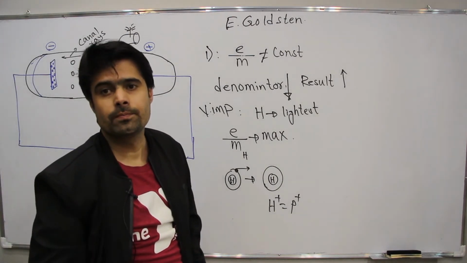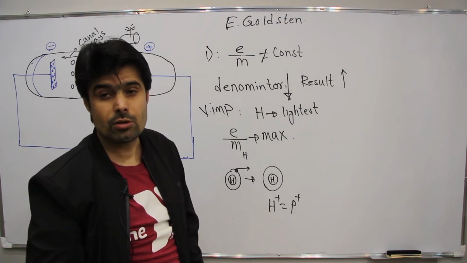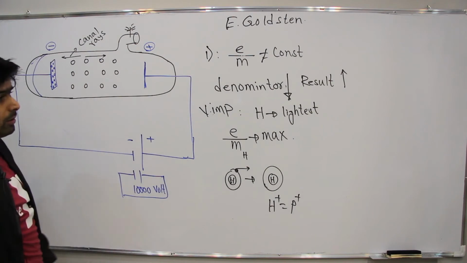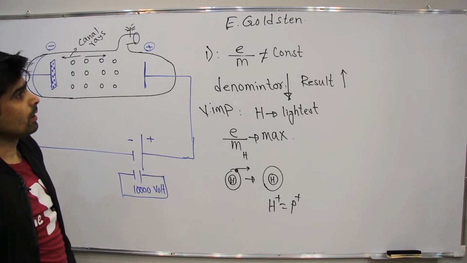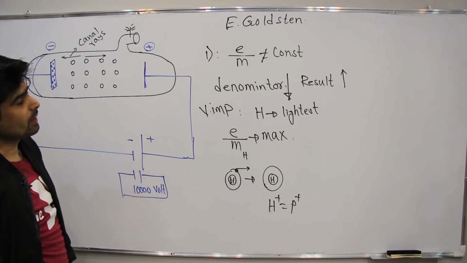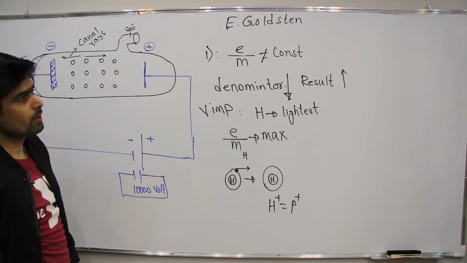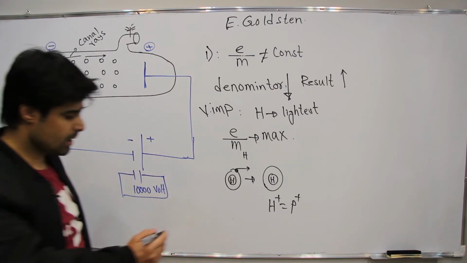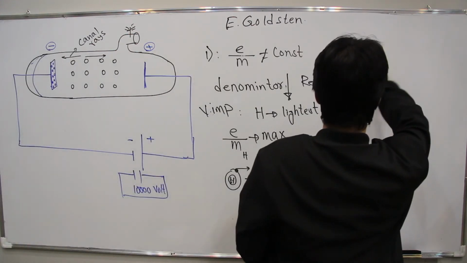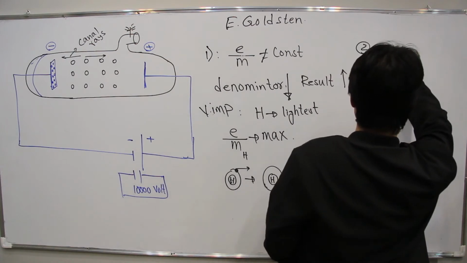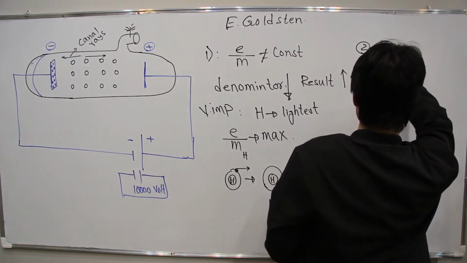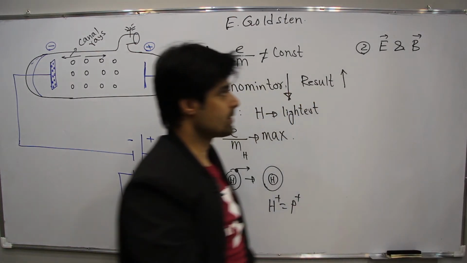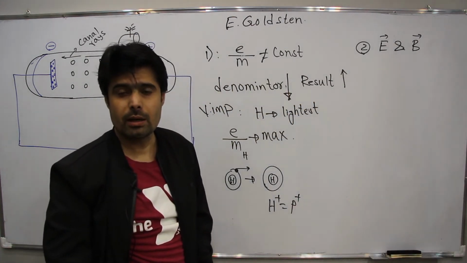I think you have got it. Just in case of hydrogen, we have protons. The canal rays, they are protons. This is the difference between the cathode rays and also canal rays. Number two, we have difference in electric field and also magnetic field. We have some difference between the electric field and magnetic field.